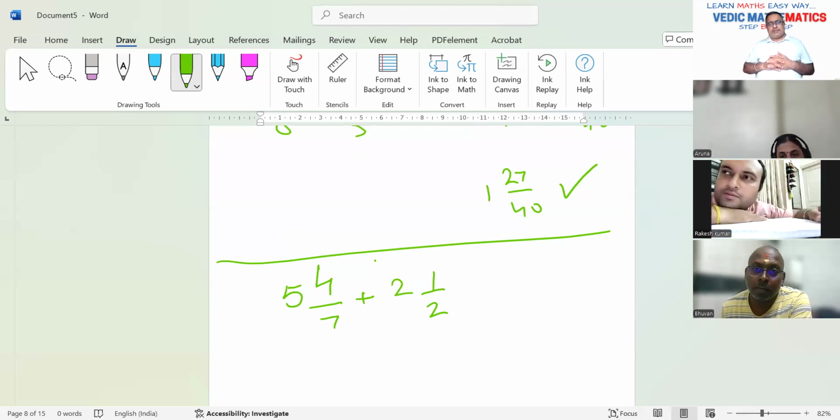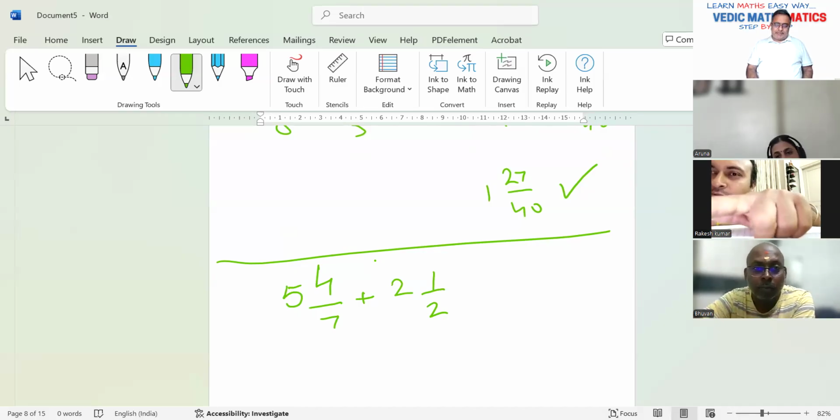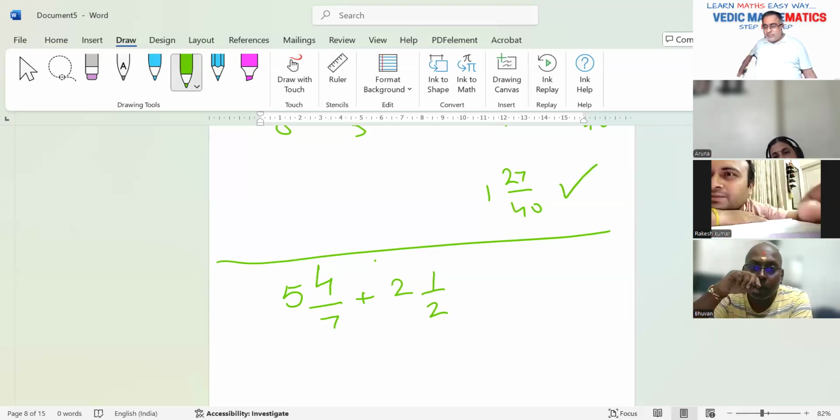Same as my thought. Sir, Rakesh? Sir, 5 4/7 can be written as 5 + 4/7 and plus 2 1/2 can be written as 2 + 1/2, and 5 + 2 will be 7, and then in these two, butterfly method.